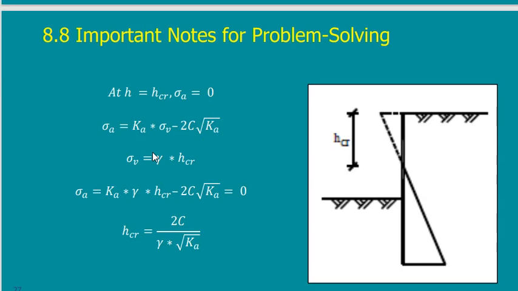Don't consider that these are equations that you need to memorize. No, don't memorize. I just need to calculate this depth, calculated graphically, calculated using equation, calculated whatever. This is an equation: H crack equals C divided by gamma multiplied by root K active. But I don't need this. I have an equation I can substitute at this point, and I have another equation I can substitute in this point, and I can just get this point, make an equation.